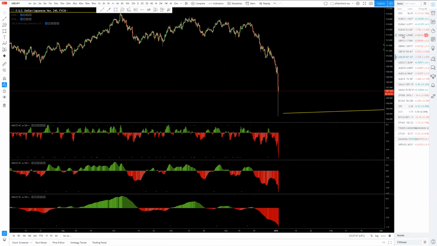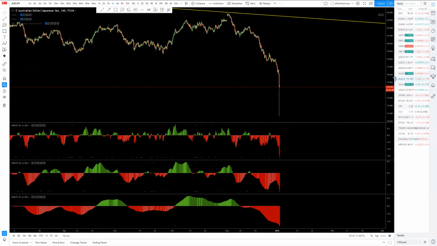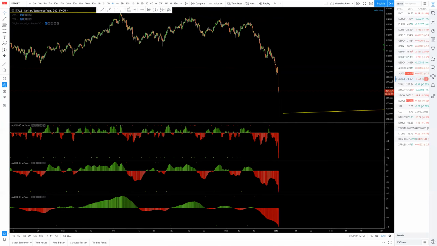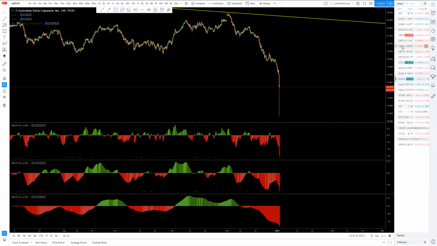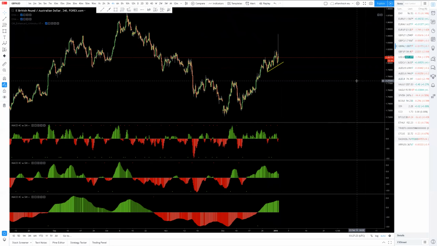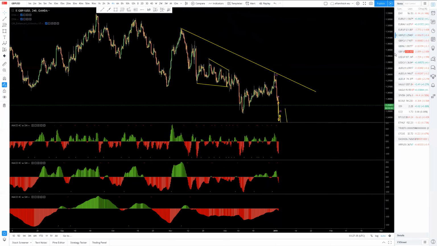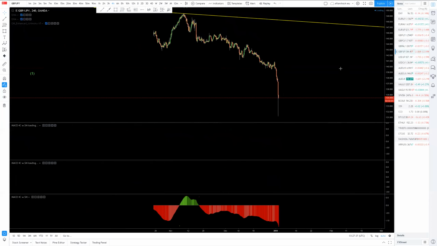Let me see if there was yen strength. Aussie yen. Oh, there was yen strength. Okay, so yen strength, pound yen drop, dollar yen drop. So there was some yen strength going on right there. Okay. Anyway, let's go look at the pound yen.